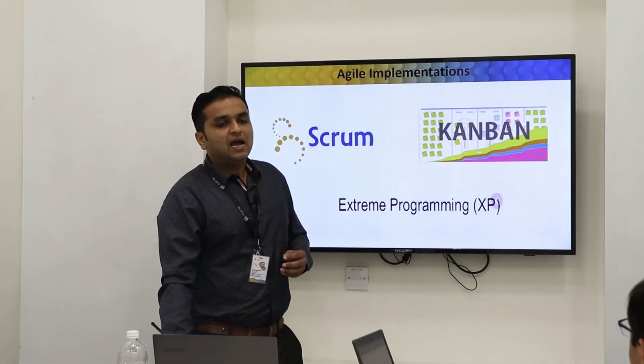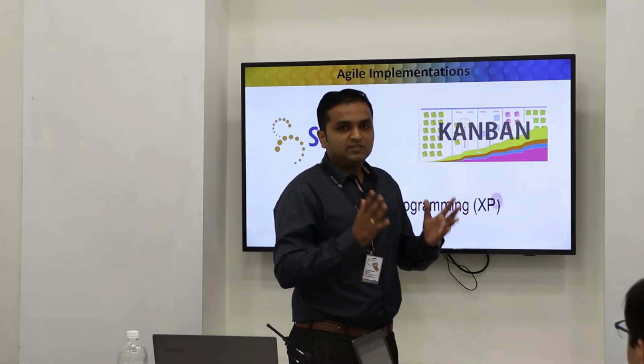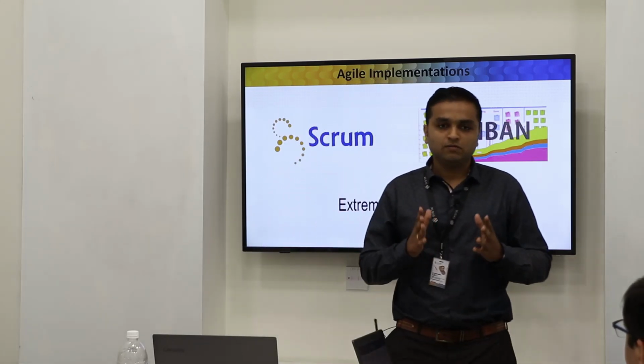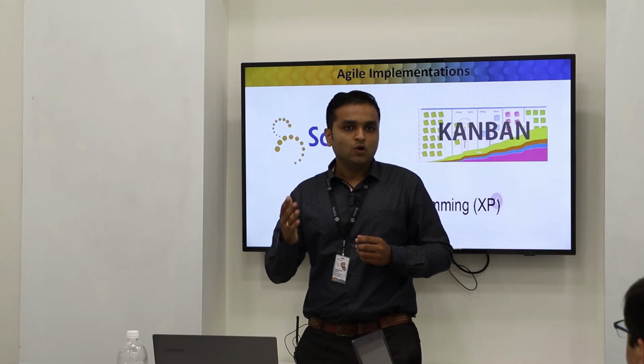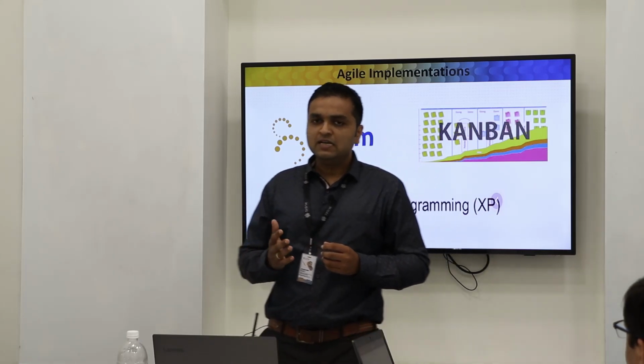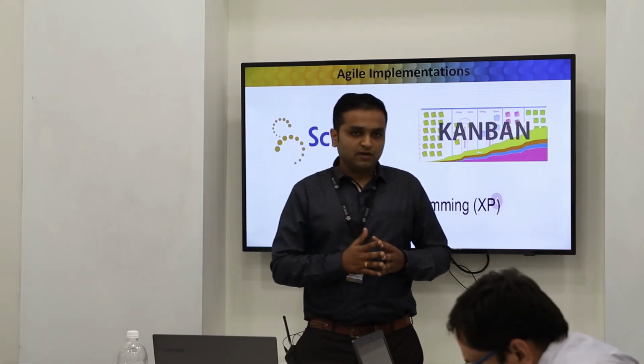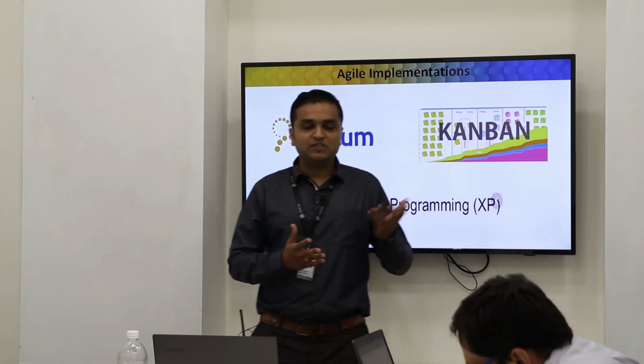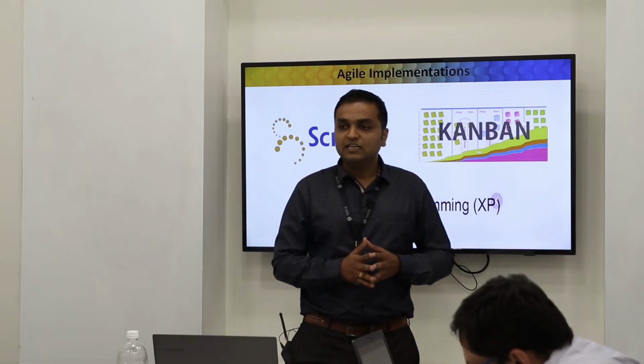So Agile, as we say, is a philosophy. It defines 4 values and 12 principles. There are multiple implementations of Agile. One of these is Scrum, then Kanban, then Extreme Programming.